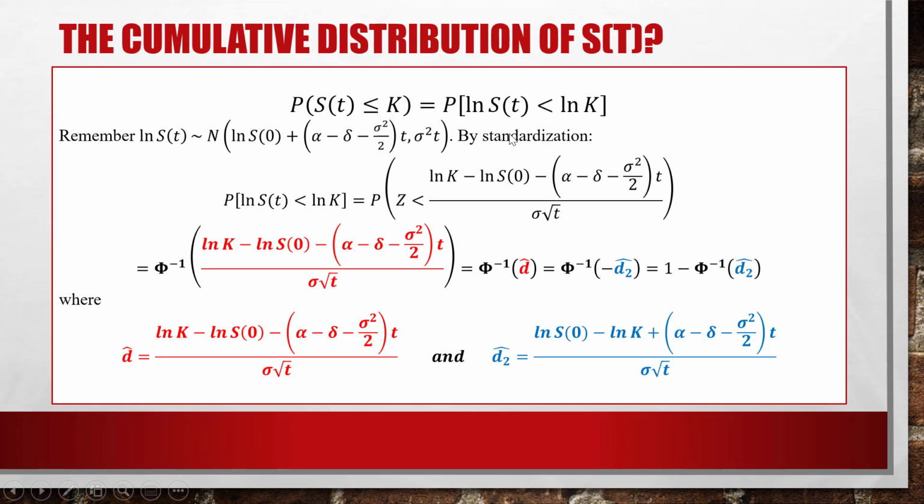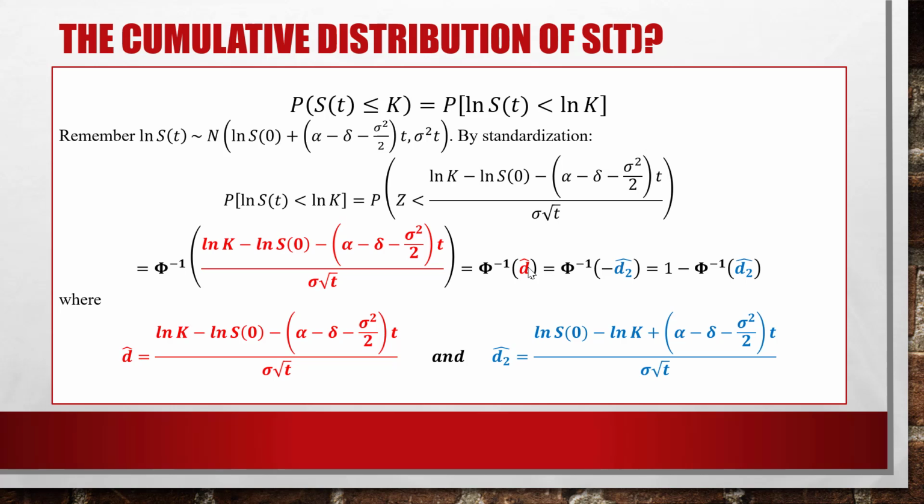It's just like we take the variable, subtract mu, over sigma, that's it. And since this follows a standard normal distribution, we can use the phi notation. So this probability is phi of natural log of k minus natural log S0 minus alpha minus delta minus sigma squared over 2 times t, over sigma square root of t. And I'm going to denote the whole thing in the parentheses here by d hat.